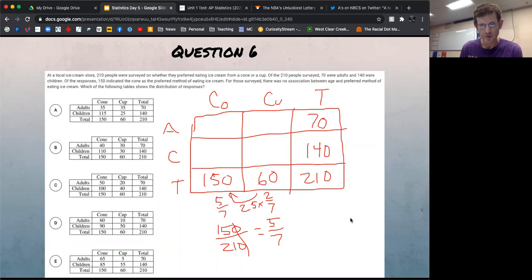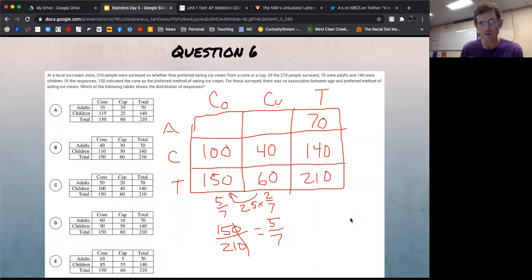Okay, so let's think of how we could get this proportional breakdown. If there's no difference, then I need to have 5/7 of this 140 right here be prefer cones. So 5/7 times 140 is going to be 100. So I should have 100 children prefer cones and only 40 prefer cups, because that's 5/7 right here and 2/7 right here. Does that make sense?